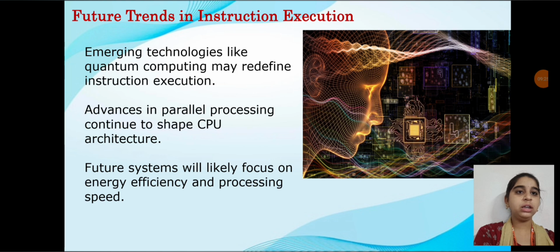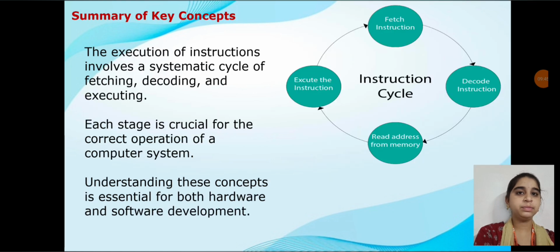Future trends in instruction execution. Emerging technologies like quantum computing may redefine instruction execution. Advances in parallel processing continue to shape CPU architecture. Future systems will likely focus on energy efficiency and processing speed.